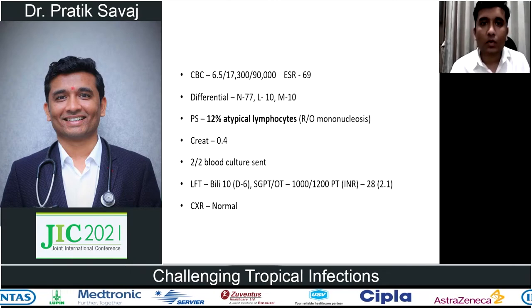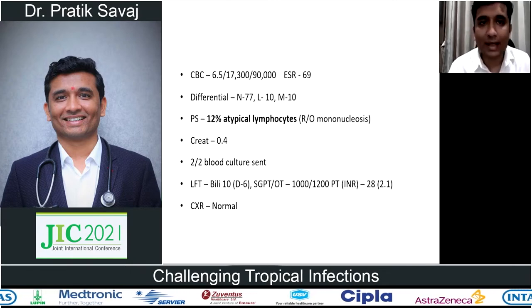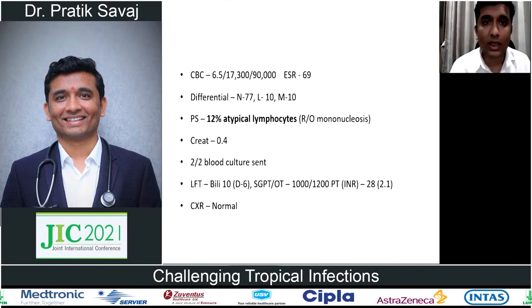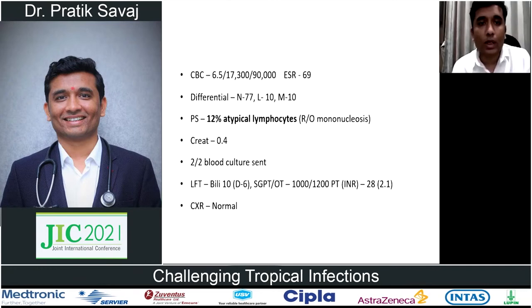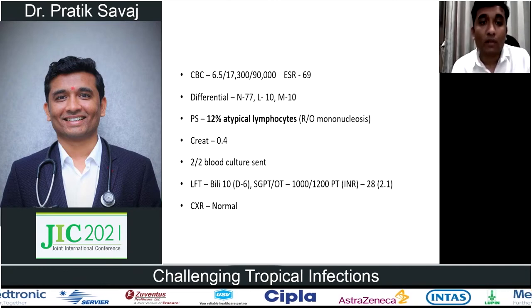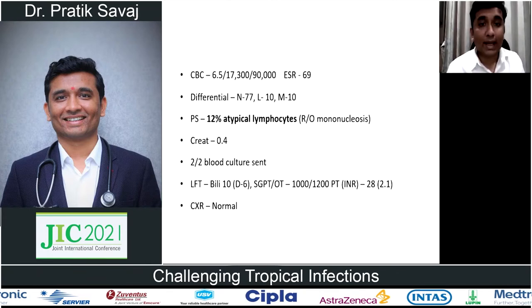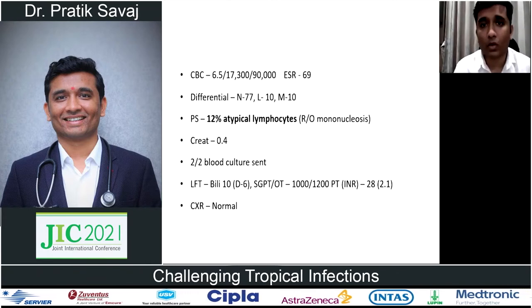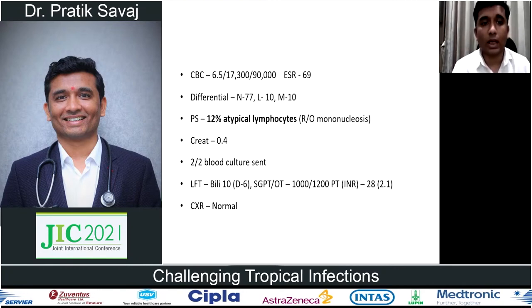He was taken into ICU, and relevant blood investigations were taken. You can see that his hemoglobin is low, he had a leukocytosis, also thrombocytopenia, and on peripheral smear examination, 12% atypical lymphocytes were seen. And the pathologist commented, try to rule out infectious mononucleosis.